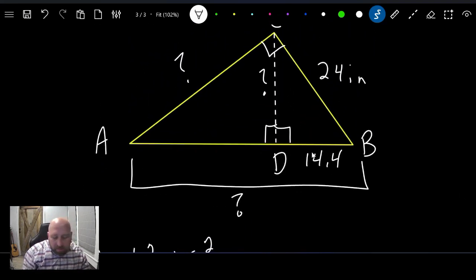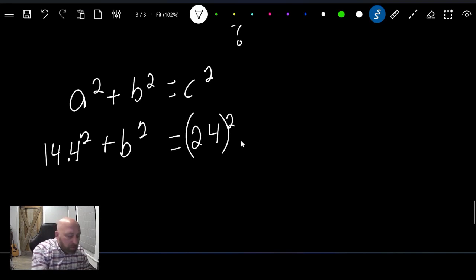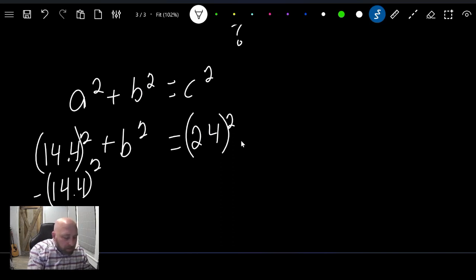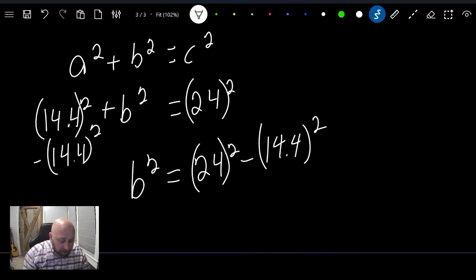And then we'll call this the A. It doesn't matter if you call it the A or B. We'll call this the A is 14.4 squared. And then that would be plus B squared. A little bit of geometry would tell us that we need to subtract the 14.4 squared from both sides. So this is going to end up looking like B squared equals 24 squared minus 14.4 quantity squared.